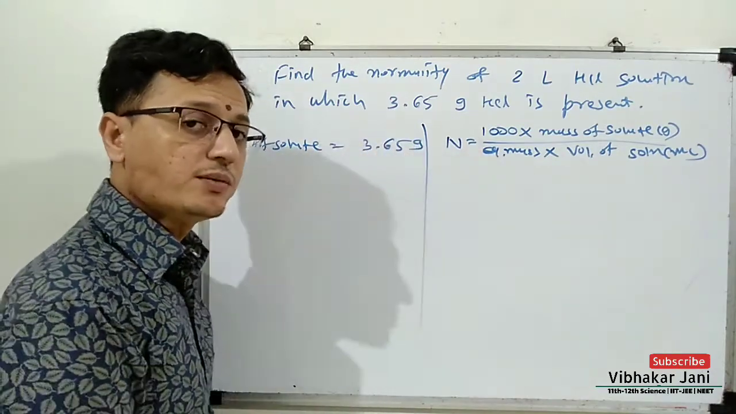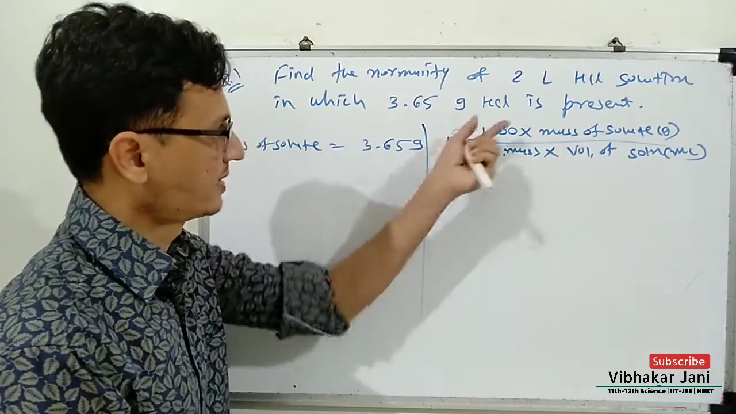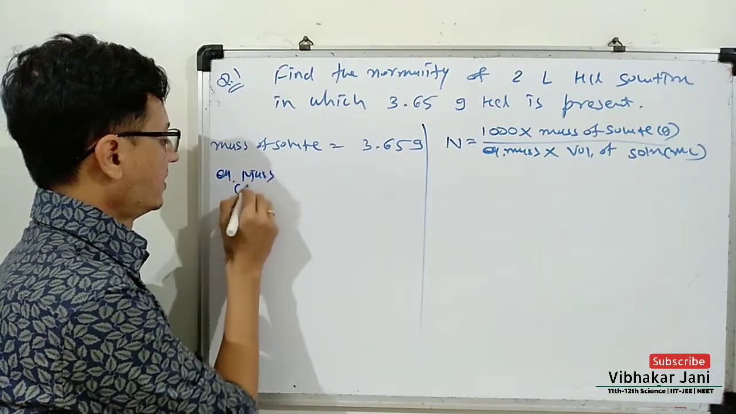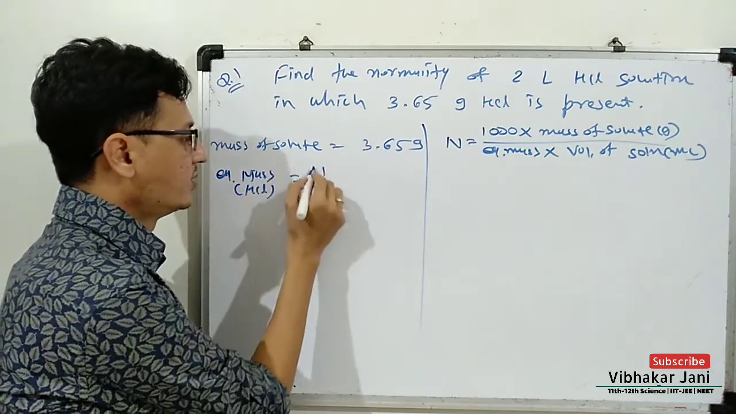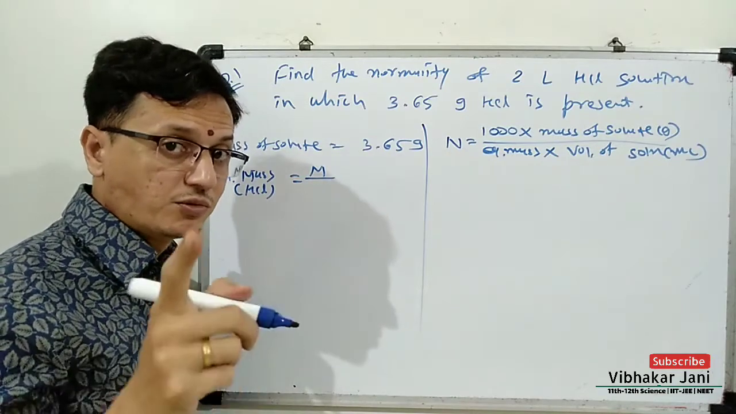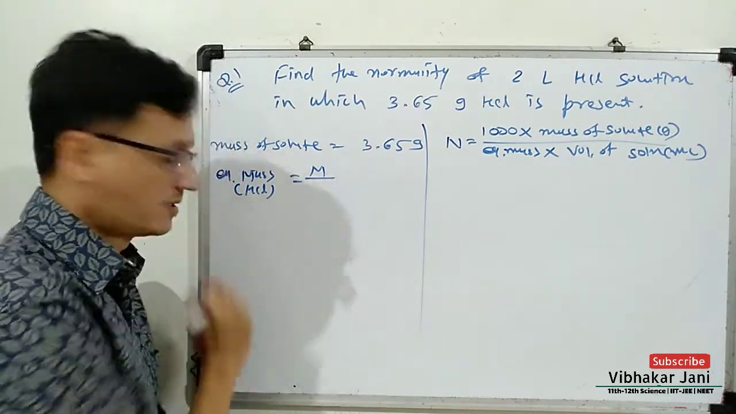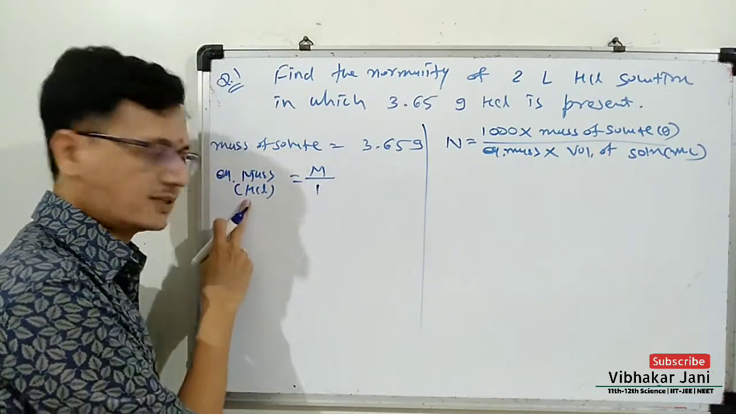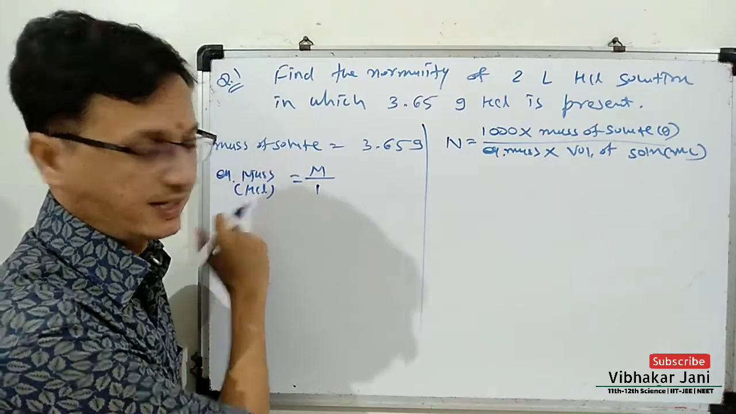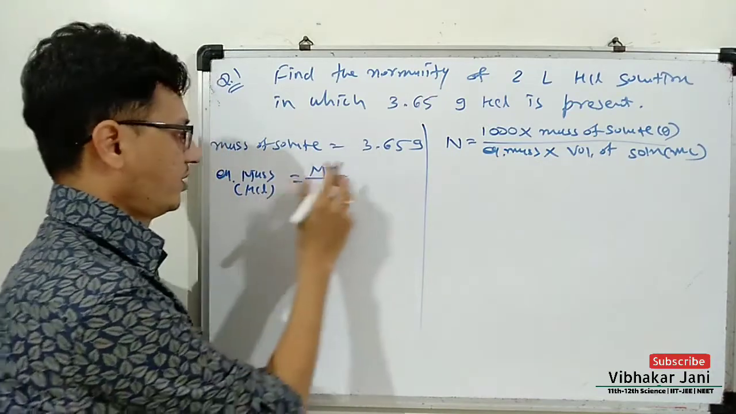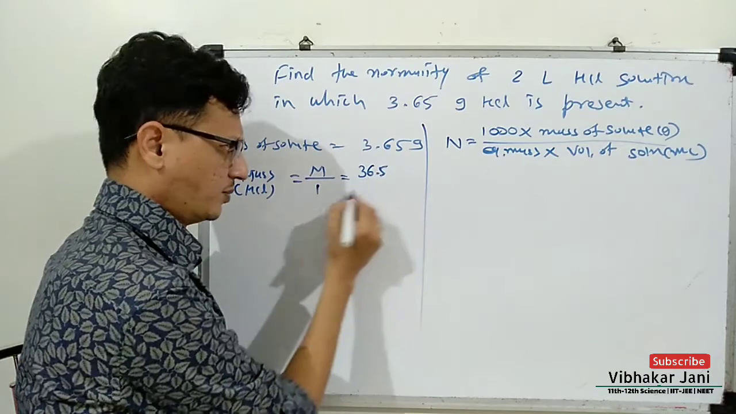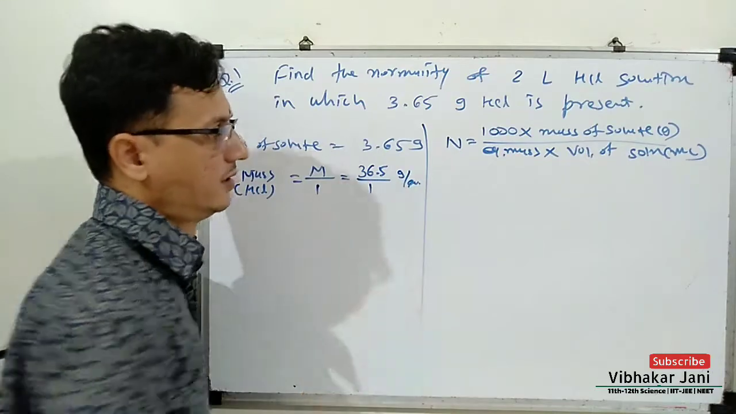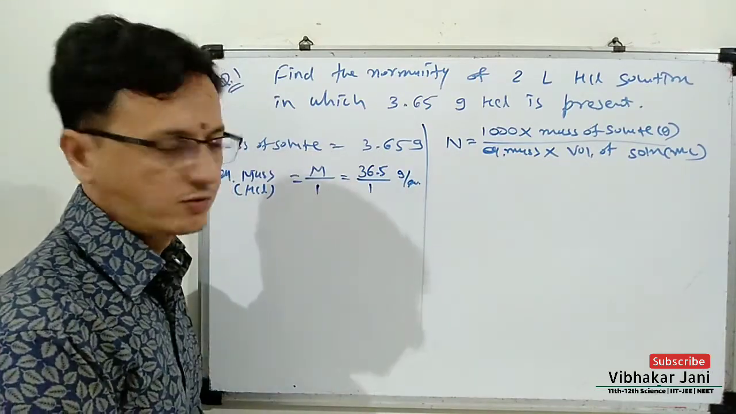We require equivalent mass of solute. Solute is HCl, and equivalent mass for HCl will be equal to molecular mass divided by, now you know very well how to find the equivalent mass of an acid, molecular mass divided by 1. Why? Because HCl can release only 1 H plus. So the molecular mass of HCl is 36.5 divided by 1. So it is 36.5 gram per equivalent. So this is the value of equivalent mass for our solute.